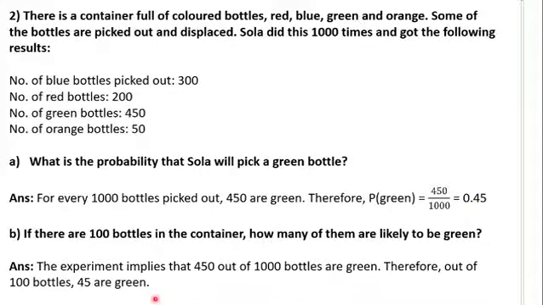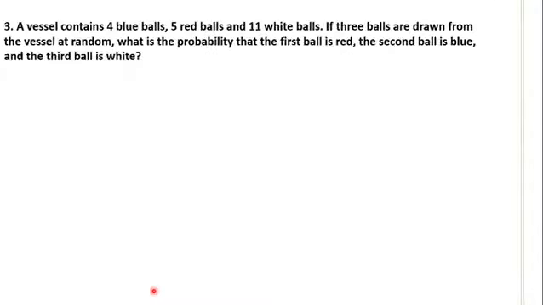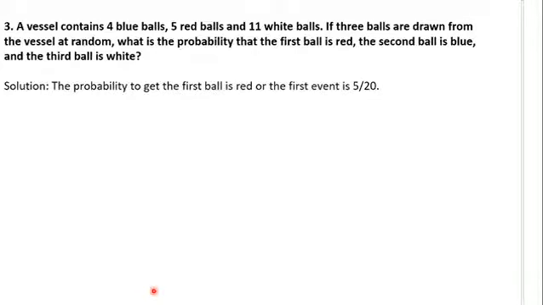The third question says that a vessel contains 4 blue balls, 5 red balls, and 11 white balls. Now if 3 balls are drawn from the vessel at random, what is the probability that the first ball is red, and the second ball is blue, and the third ball is white? Now, the probability to get the first ball as red is 5 out of 20, because there are 5 red balls and there are 20 balls in total. So that will be 5 divided by 20. Now, if you get the red ball and you throw it away, then the number of balls will no longer be 20. It becomes 19.